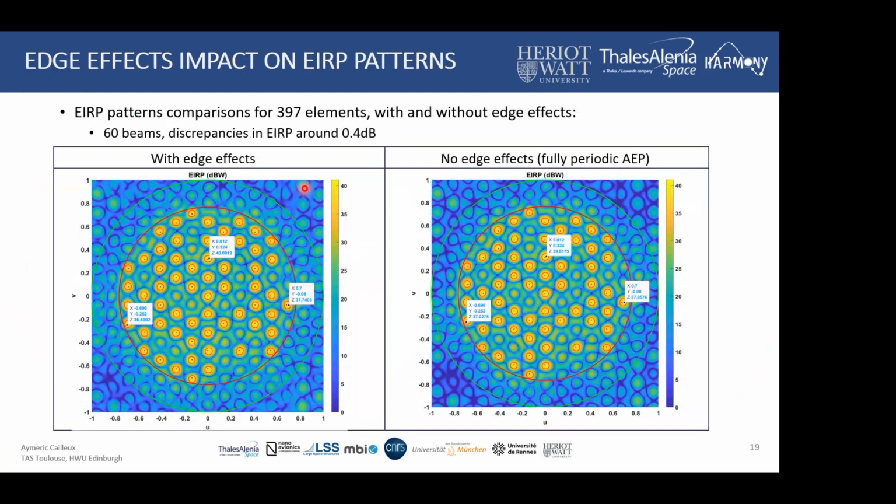Then here are some results of an extrapolation of our 91 radiating elements array to 397 elements with and without edge effects. So you can see that for some specific locations, we can reach up to 0.5 difference when we don't take into consideration the edge effects. So it means that it is still interesting to take them into consideration. And that's the approach we'll take for the next simulation.